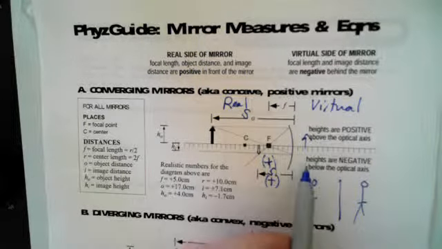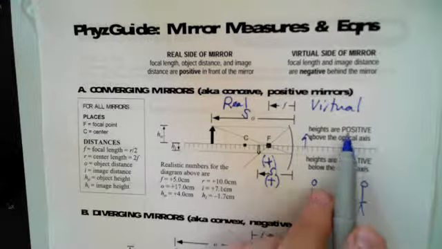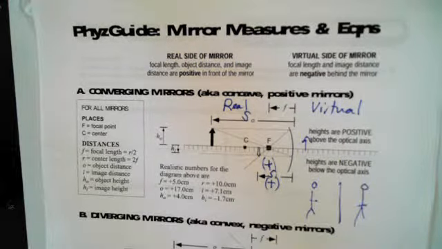Objects that are below the principal axis always have a negative height. Objects above the principal axis always have a positive height.